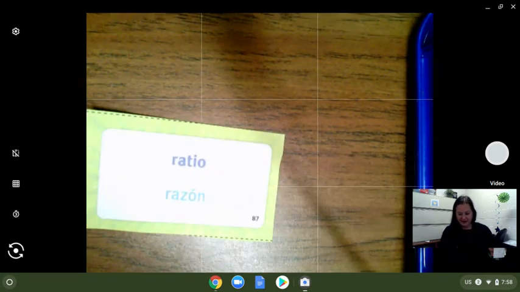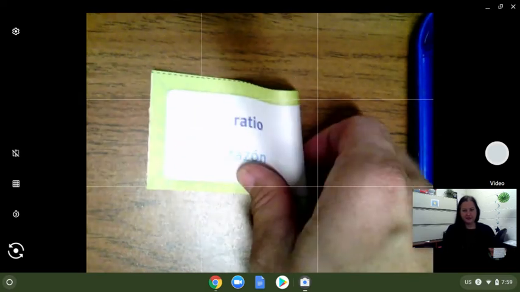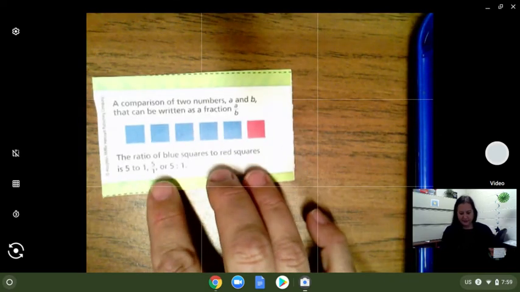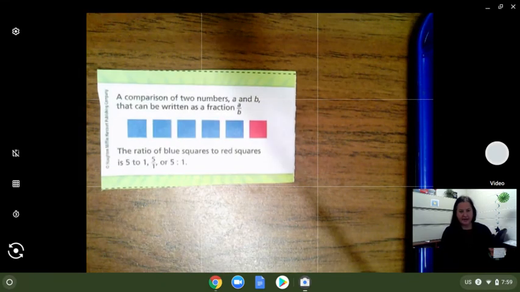All right, ratio. A ratio is a comparison of 2 numbers, A and B, that can be written as a fraction, A over B. The ratio of blue squares to red squares is 5 to 1, 5 over 1, or 5:1.